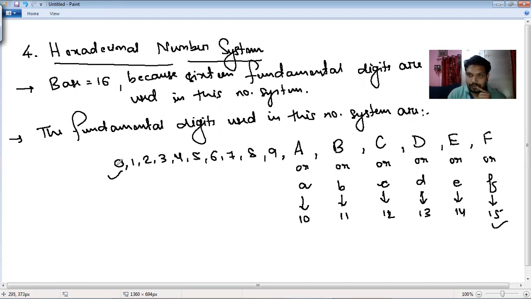So 0 to 15 means 16 digits are there. Yes or no? You have started from 0. From 0 to 9, 10 digits are there. Since you have started from 0, how many fundamental digits are used? 16.